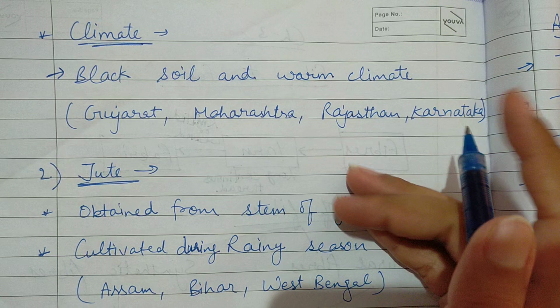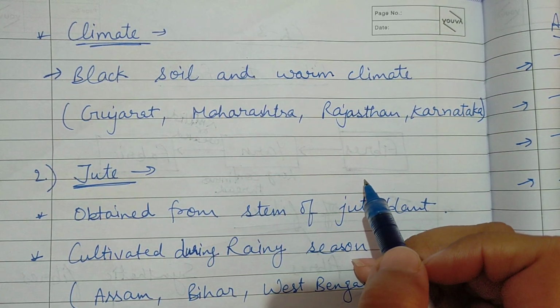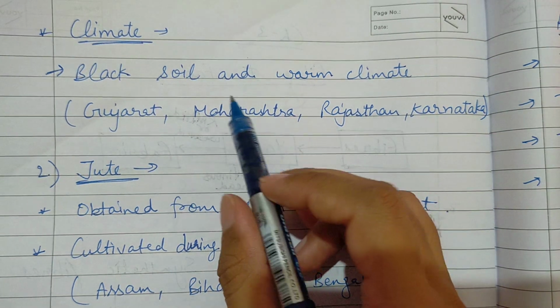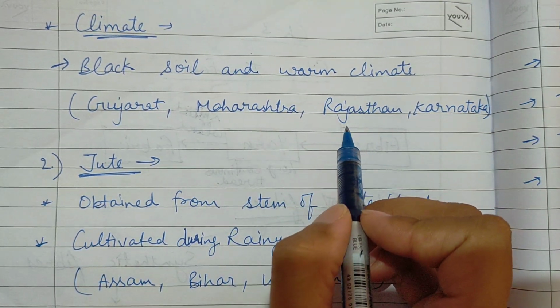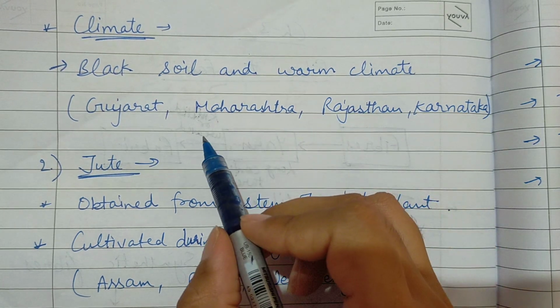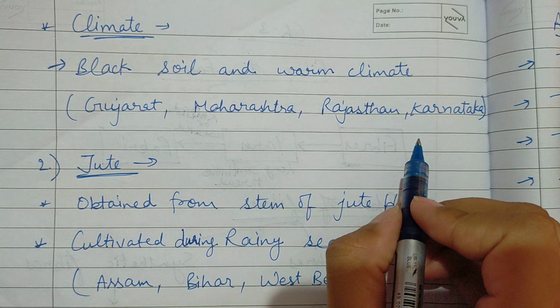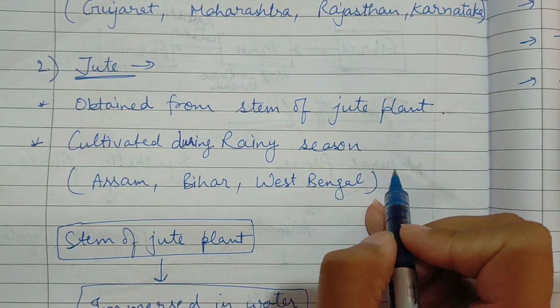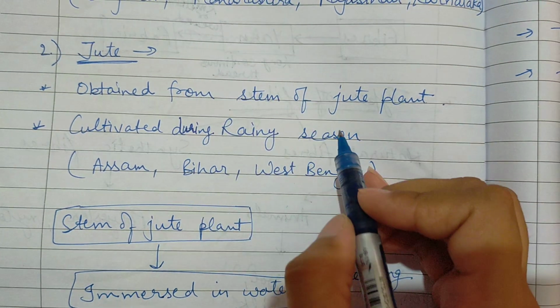Second thing is climate. What type of climate is required for the growth of cotton plant? Black soil and warm climate is required for the growth of cotton plant, which is mainly found in Gujarat, Maharashtra, Rajasthan and Karnataka. Second is jute fiber.